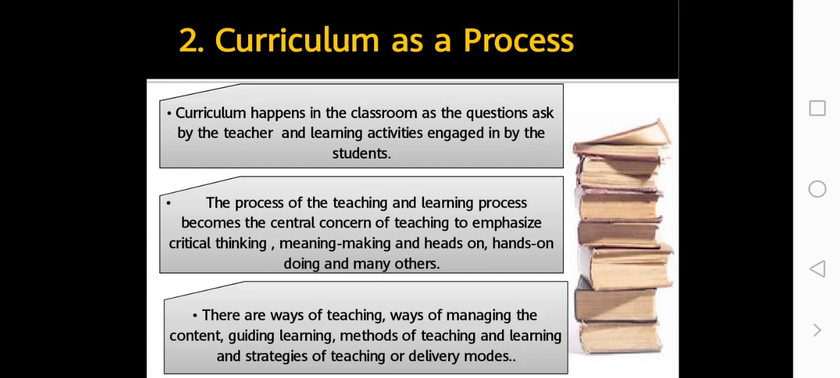As a process, curriculum happens in the classroom as the questions asked by the teacher and the learning activities engaged in by the students. It is an active process with emphasis on the context in which the process occurs. Use the analogy of a recipe in a cookbook. A recipe is the content, while the way of cooking is the process.